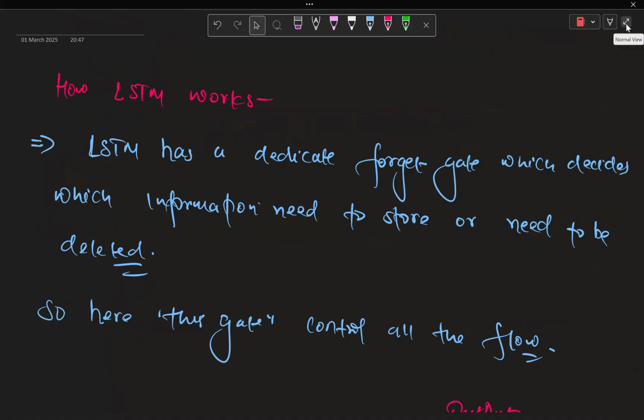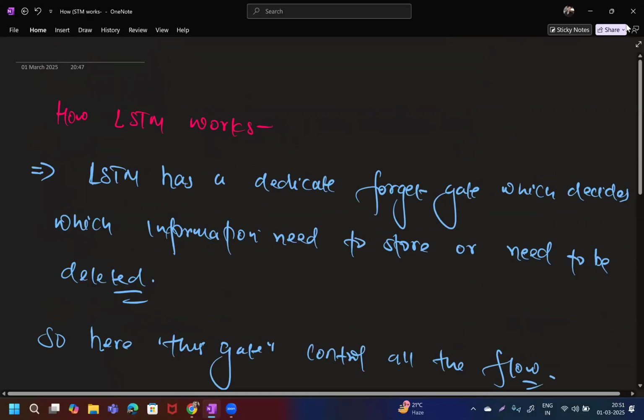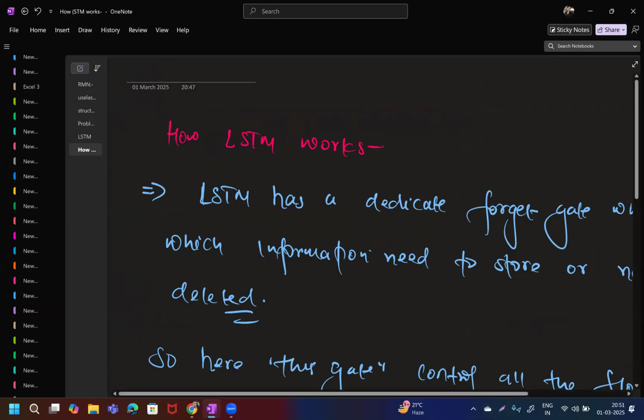So now we have to move ahead and discuss one project that is based upon sentiment analysis. Everybody understood this part? I'm giving you this quick note, just revise it. One minute.